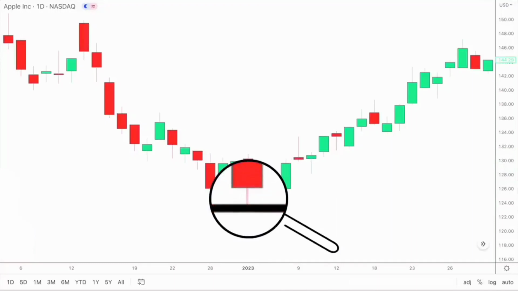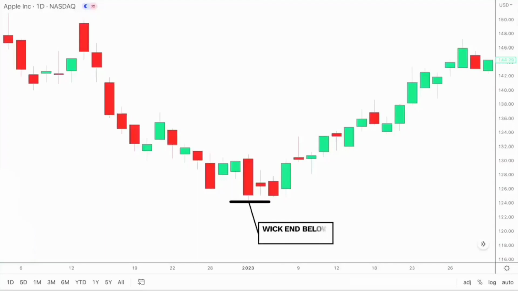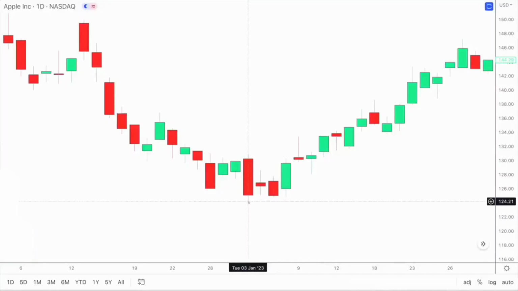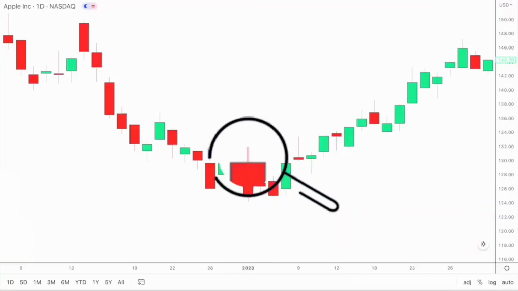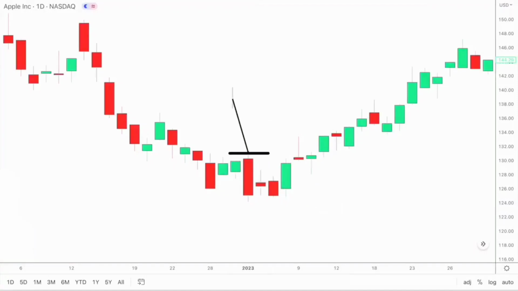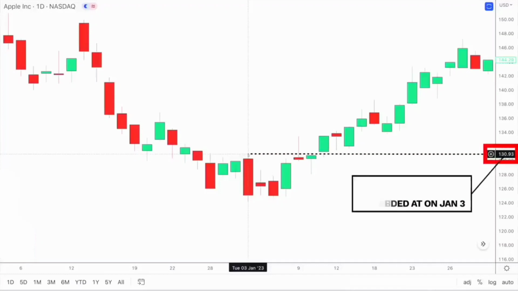The wick below is the lowest price the Apple stock reached that day. Place your mouse at the bottom of the wick, and it shows $124.21 as the day's lowest price. The wick above is the highest price the Apple stock reached that day. Place your mouse on top of the wick, and it shows $130.93 as the day's highest price.